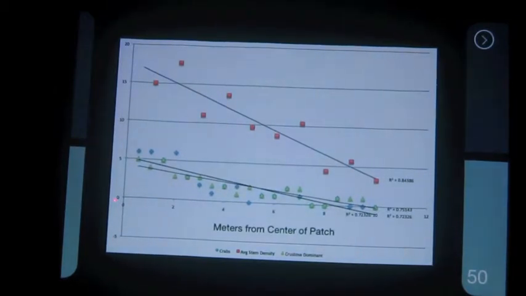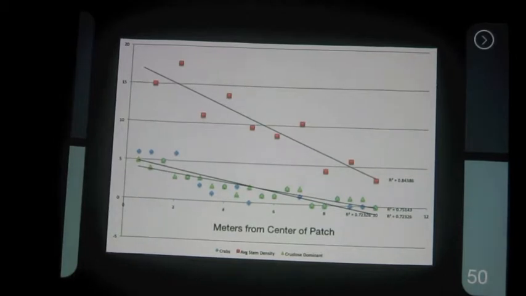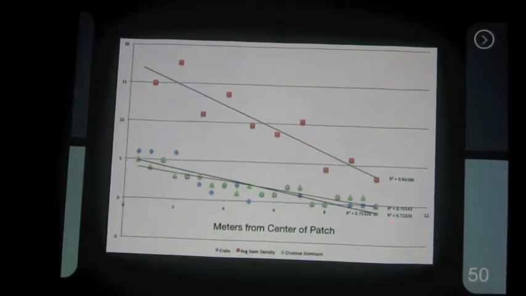What you need to get from this is that as you go away from the center of the patch, you have reductions in first, the red squares is stem density. So stem density goes way down. The density of those corals goes way down as you go away from the center of the patch. Blue are the crabs. So crab numbers drop as well.